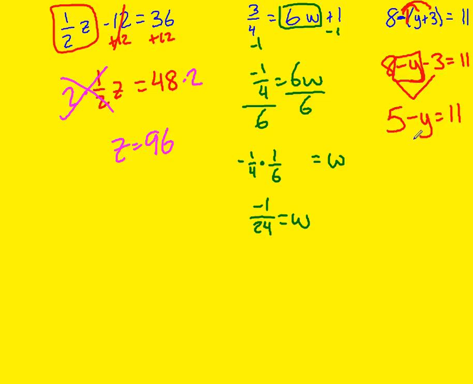Okay, so to continue on from here, I'll subtract 5 from both sides because I have a positive 5. And that leaves me with negative y equals 6. And then this is like saying negative 1y. So I'll divide both sides by negative 1 to give me y equals negative 6.